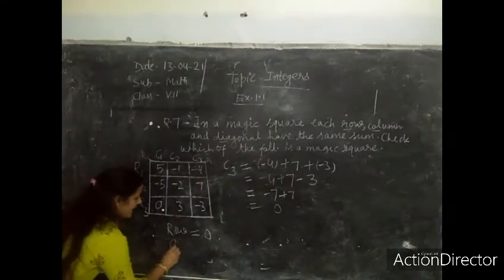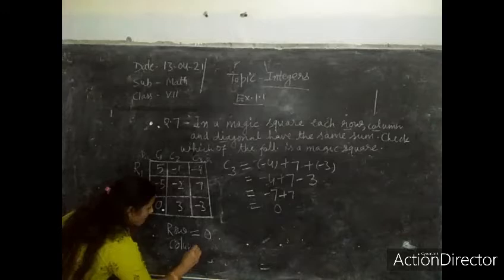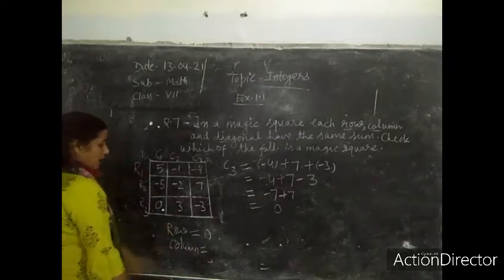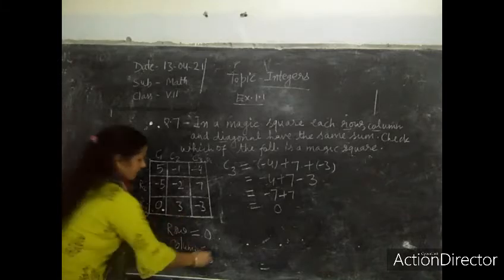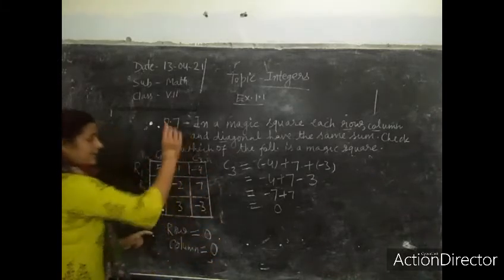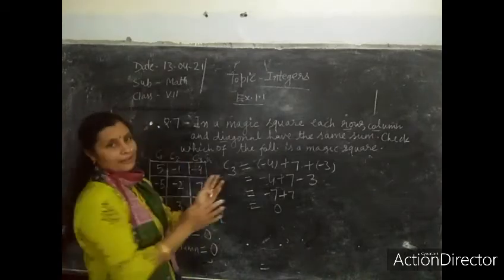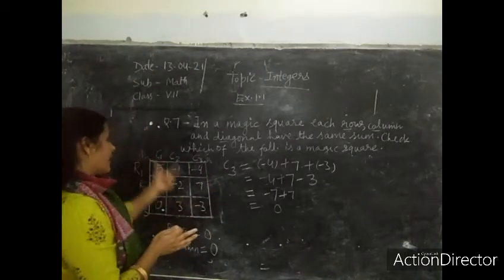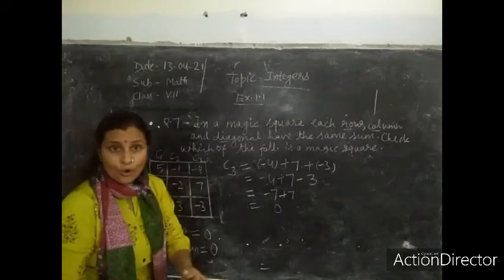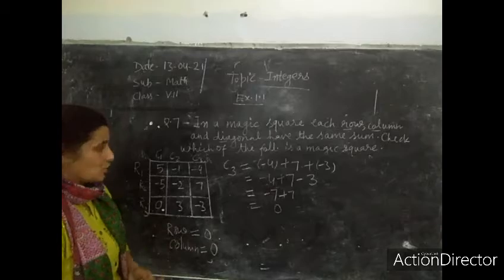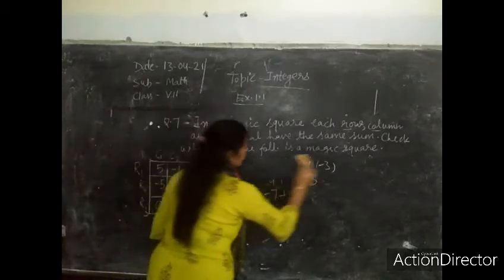So we will write here column. Note down the spelling of column carefully: C-O-L-U-M-N. The N is almost silent here. So column will be 0. Now our last work is the diagonals. If our diagonals D1 and D2 are 0, then our normal square will be a magic square. So now try to do it.